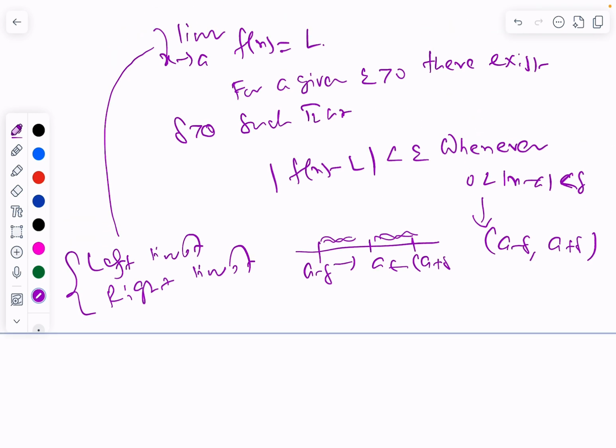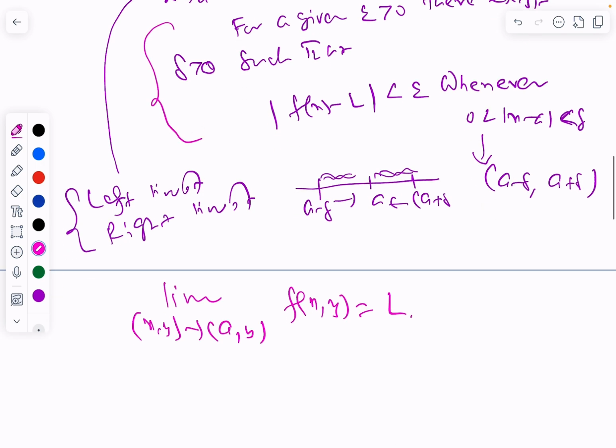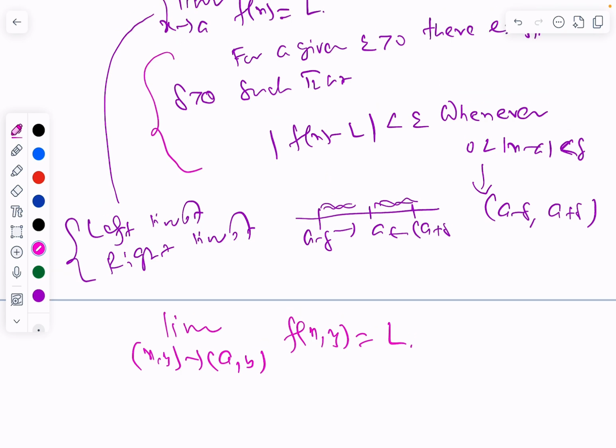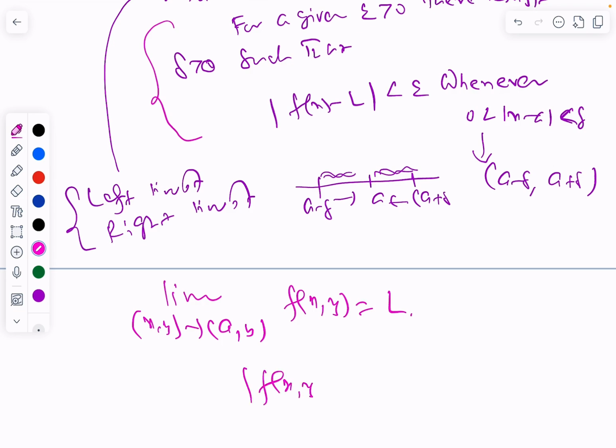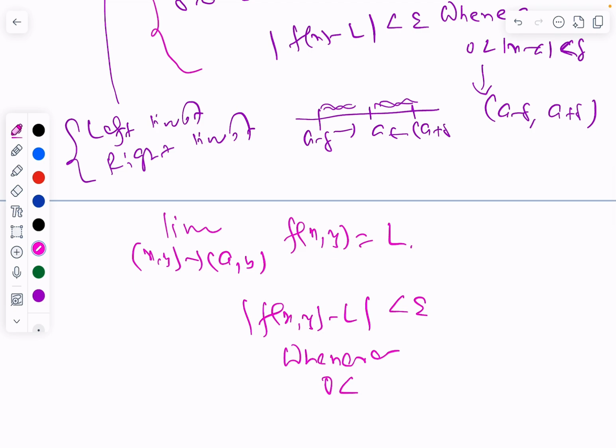Now the similar concept we use for a function of two variables, like limit (x, y) tends to (a, b), f(x, y) equal to L. If we use the same definition, then it will be like this: for a given epsilon greater than 0, there exists delta greater than 0 so that modulus of f(x, y) minus L is less than epsilon whenever 0 is less than modulus of (x, y) minus (a, b) is less than delta.